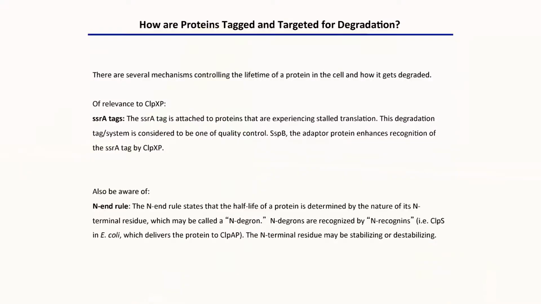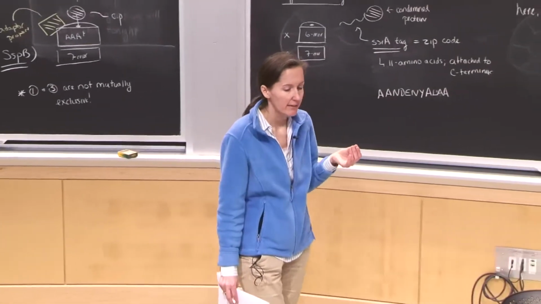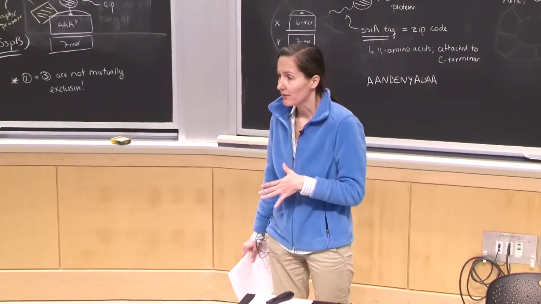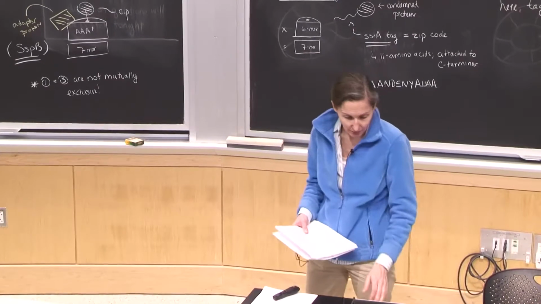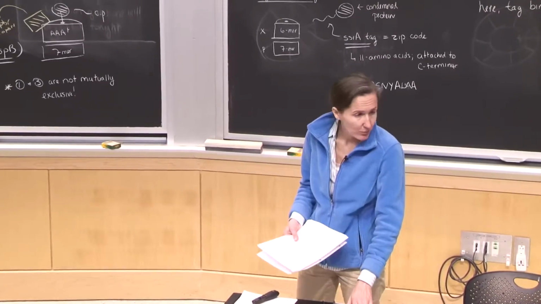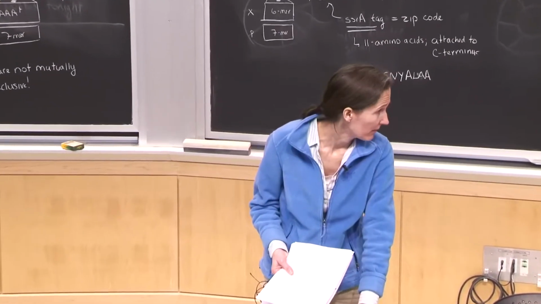So for instance, in addition to ClpXP, there's an ATPase ClpA that can associate with ClpP and be involved in degradation of polypeptides via this N-end rule. Depending on the identity of this N-terminal amino acid, it may be stabilizing or destabilizing in terms of protein lifetime. If you're curious to know more about that, we can refer you to some literature.